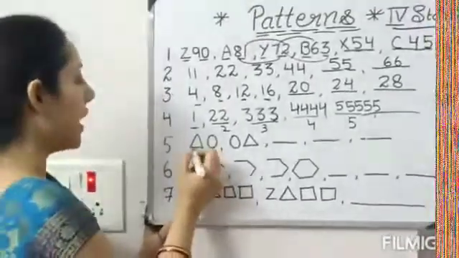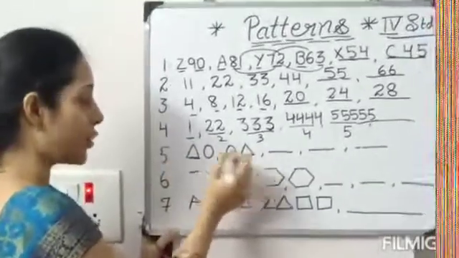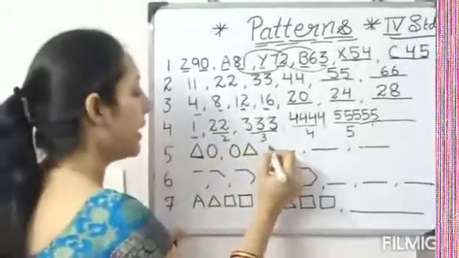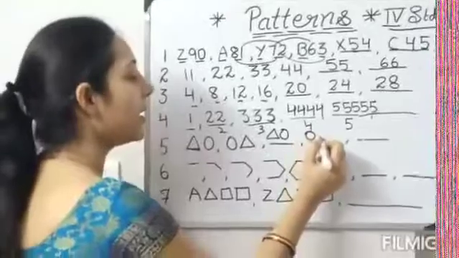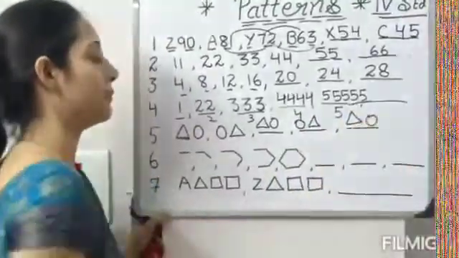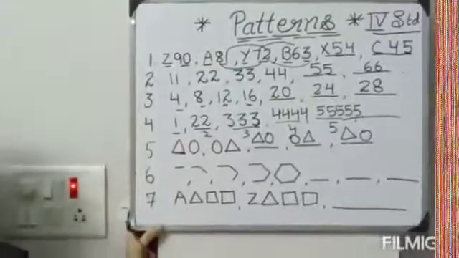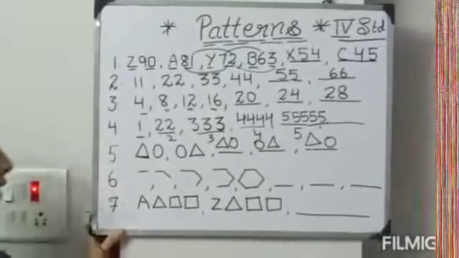Now see what is given? Triangle, circle. Circle, triangle. So again what will come? Triangle, circle. Circle, triangle. Triangle, circle. Is it clear, students? Just you have to concentrate. It is very easy.